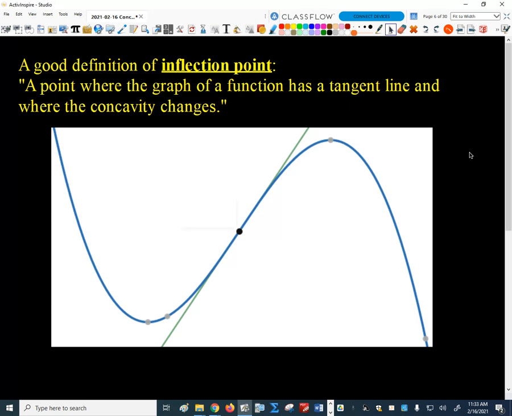So a really good, simple definition of an inflection point, and make sure you have this in your notes, or you save these, because this isn't always in textbooks, but I think this is a really good definition. An inflection point is a point where the graph of a function has a tangent line and where the concavity changes. That is, in my mind, the very best definition of an inflection point.